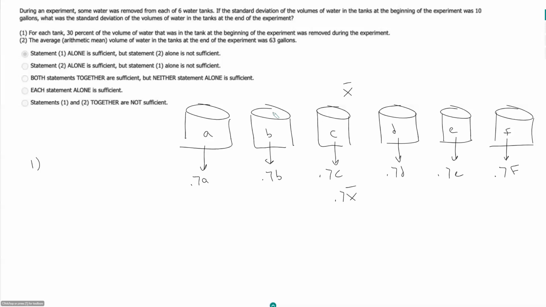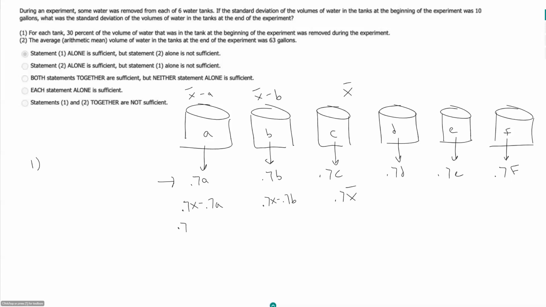So let's think about this. Originally, let's just look at 2 examples, A and B. How far was A from my mean? That would be X minus A, and B would have been X minus B away from the mean. So now, how far is A from the mean? It should be 0.7X minus 0.7A, and B should be 0.7X minus 0.7B.